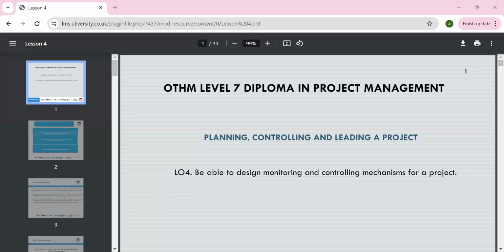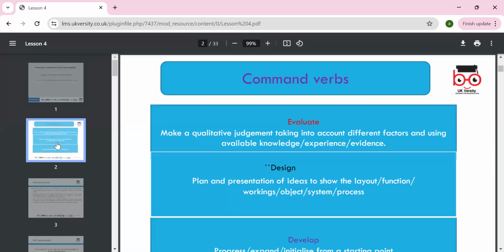Okay, welcome everyone. We'll start lesson 4. In today's lesson we'll go through learning outcome 4: be able to design monitoring and control mechanisms for a project.